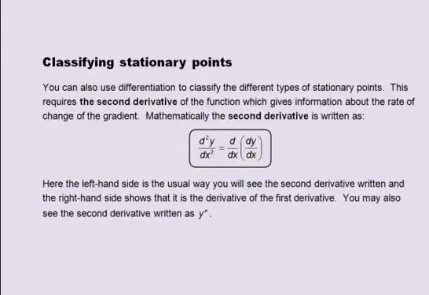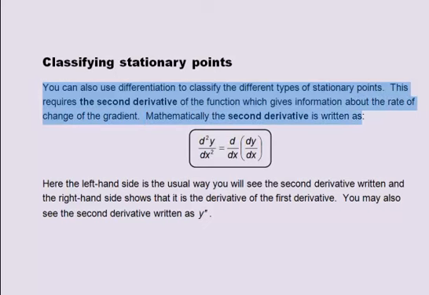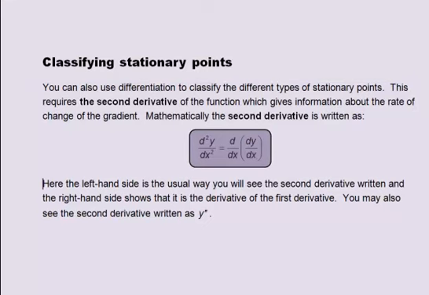Classifying stationary points. You can also use differentiation to classify the different types of stationary points. This requires the second derivative of the function, which gives information about the rate of change of the gradient. Mathematically, the second derivative is written as d2y over dx squared, which equals d by dx of dy by dx. Here, the left-hand side is the usual way you will see the second derivative written, and the right-hand side shows that it is the derivative of the first derivative.